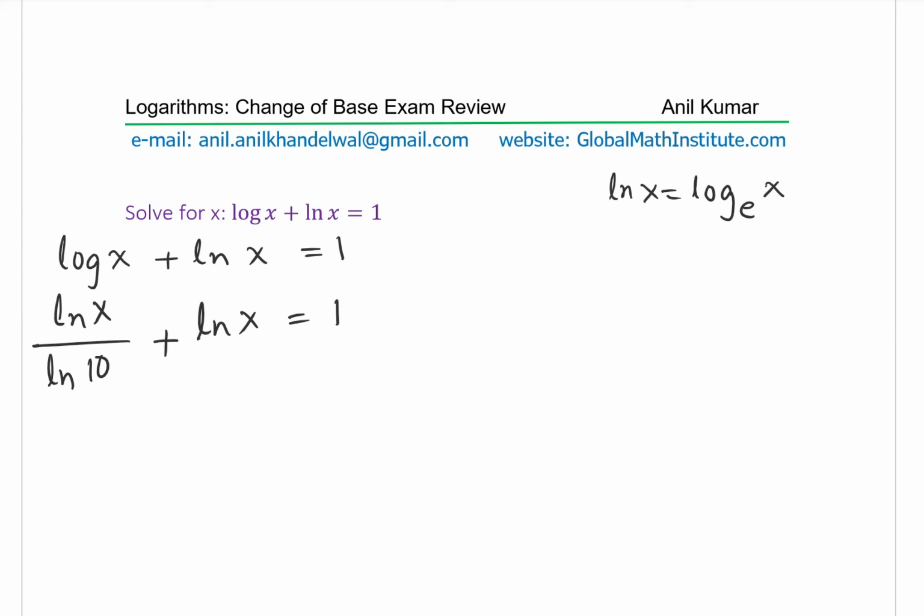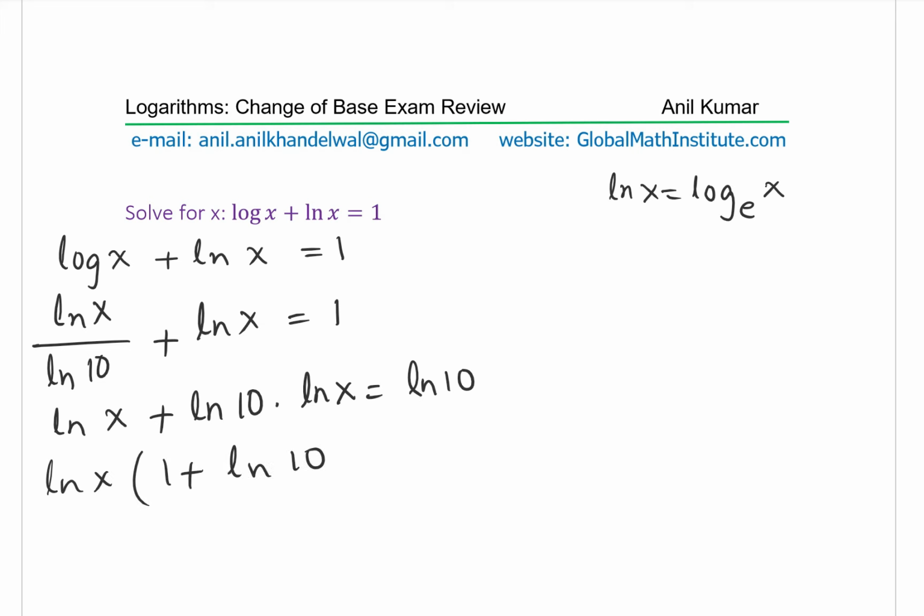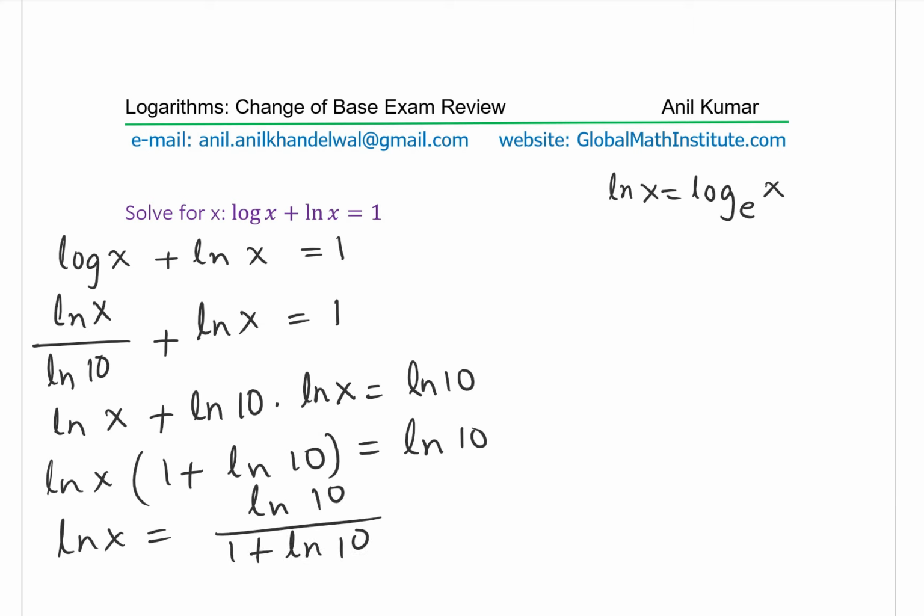So we can cross multiply everything by ln 10. So we can write this as ln x plus ln 10 times ln x equals to ln 10. We can take ln x common, so we get 1 plus ln 10. ln 10 is a constant, right? And so we get ln x equals to ln 10 divided by 1 plus ln 10. Correct? So that should give us the answer.